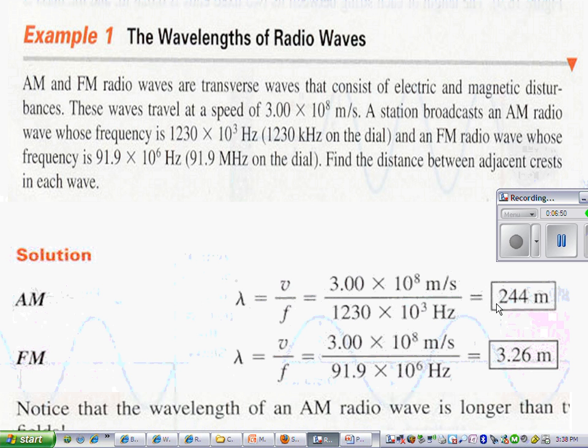And you'll notice that the AM radio waves are huge. It's 2.5 football fields long. The FM radio waves are fairly short, 3.26 meters long, which is about 10 feet. So that's why when you go into a tunnel, typically you cannot hear AM radio. AM radio gets cut out because its waves are so long, they cannot fit inside the tunnel.